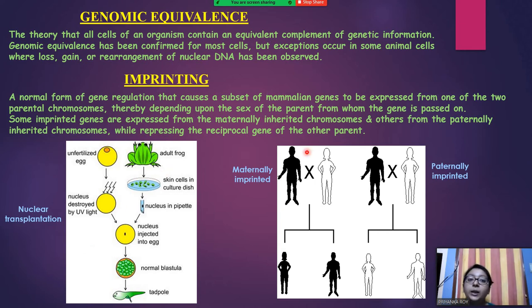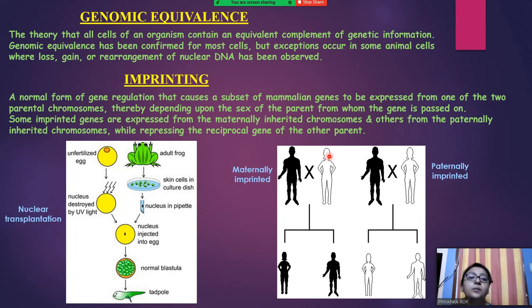Next is imprinting. Imprinting is basically a type of genetic regulation where one of the two genes, like every gene is present in two sets, one coming from the paternal parent and one coming from the maternal side. Depending on the gender of the parent from whom the gene is passed on, one set is getting expressed and the reciprocal one is getting repressed. So imprinting is nothing but inactivation of one set of chromosomes coming from one particular parent.